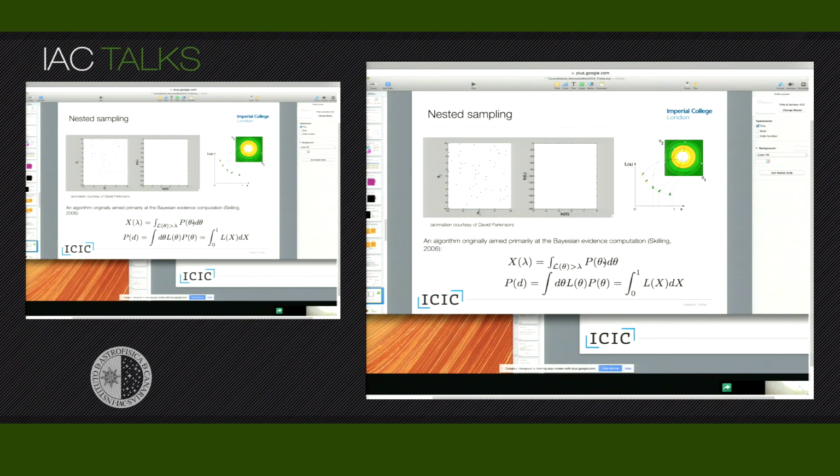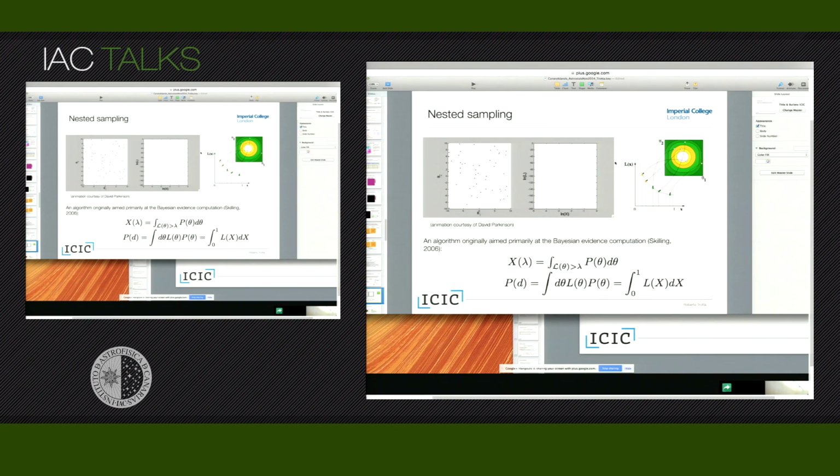With this definition, it takes a moment of thought to realize that you can recast the integral here into a one-dimensional integral, integrating dX from 0 to 1 times L of X, where L of X is the inverse of that expression here. So what this does is transform a multidimensional integral into a one-dimensional integral over this function L of X, which maps the likelihood function as a function of the prior fraction enclosed within that likelihood level. Okay, I know this is a little bit dense the first time you hear it.